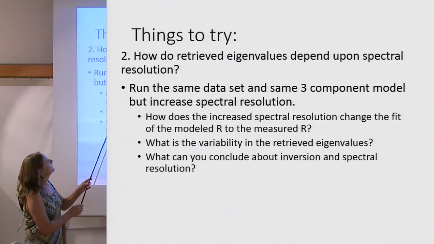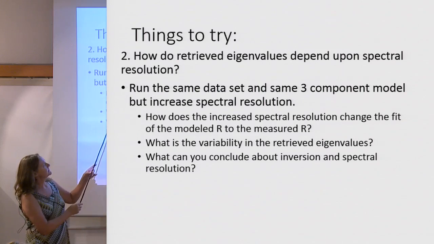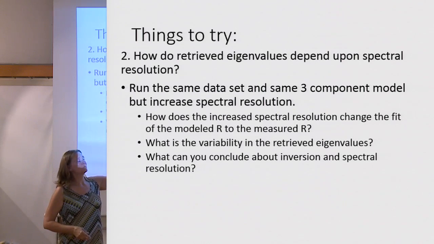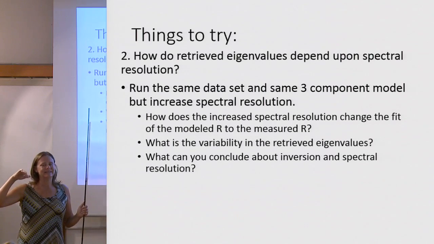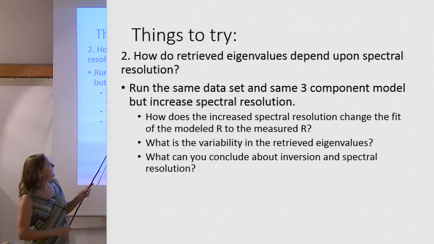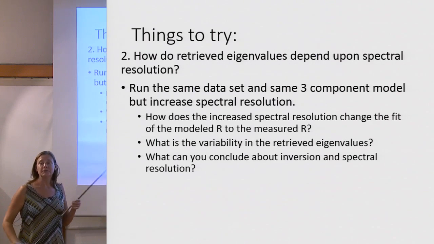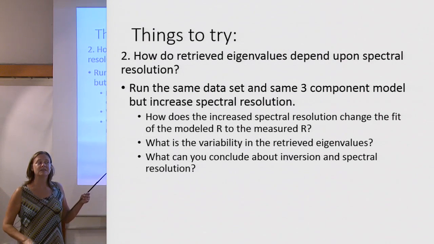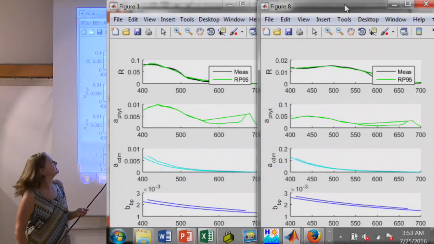So now try increasing the spectral resolution. So run the same data set, do the same 3-component model, but just change to hyperspectral. And now see where things change a little bit. And how does increasing the spectral resolution, does it do better or worse? And do you get the same eigenvalues? One would hope you would get the same eigenvalues. Did you all get that? I did 10 nanometer resolution. So.